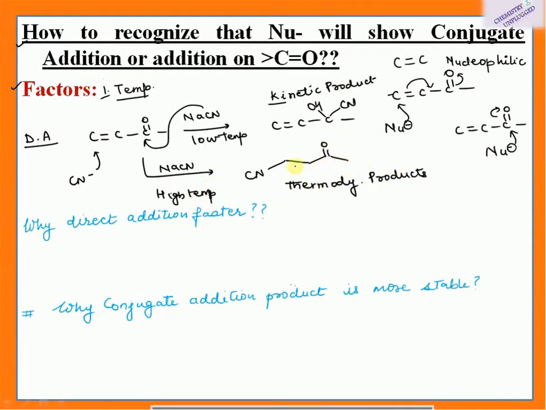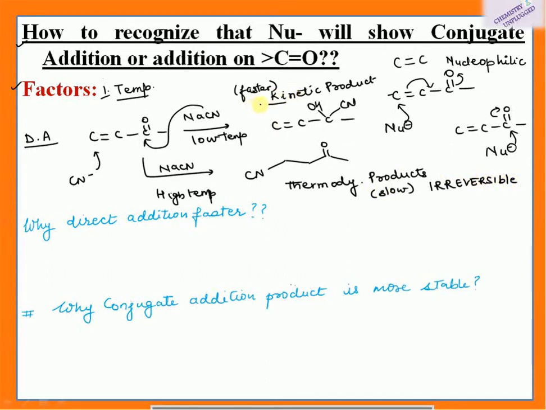We know that kinetic products are the products which are formed at a faster rate, while thermodynamic products are formed at a slow rate, and these reactions are irreversible in nature, while the formation of kinetic product is a highly reversible reaction.